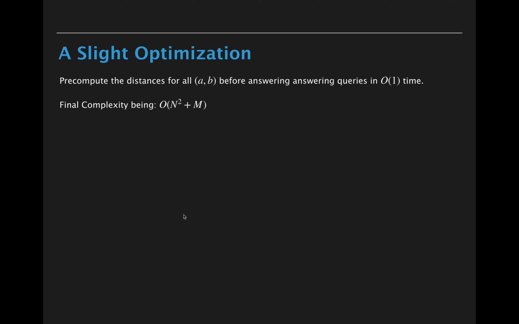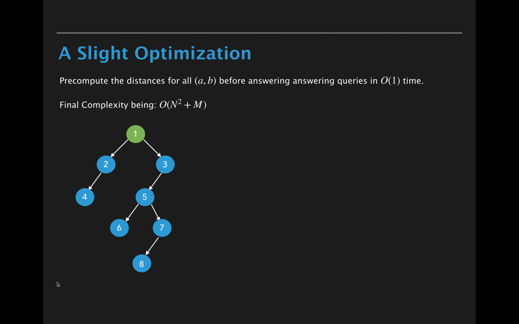A slight optimization to the algorithm includes pre-computing the distance for all pairs A and B, from any node A to any node B, before answering queries in order of 1 time. So for example, if we're given this graph, we want to compute the distances for all AB. This includes 1 to 2, 2 to 4, 2 to 3, 3 to 7, any node to any other node. There are n squared pairs.